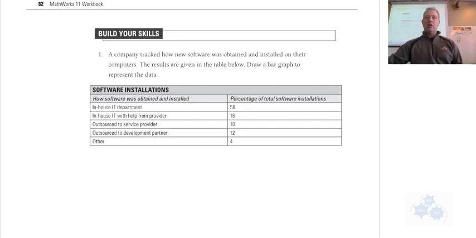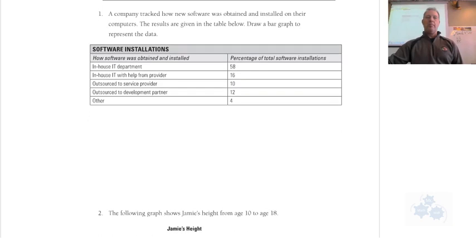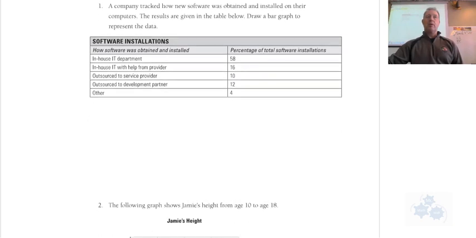Okay, so which one do you think you're going to put on the bottom of this graph? What do you think you're going to put at the bottom?